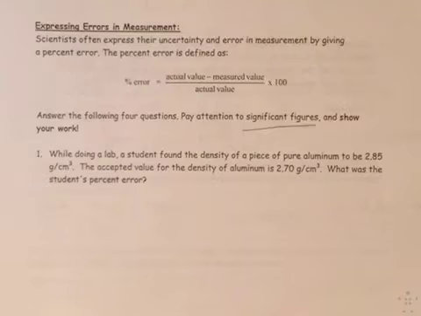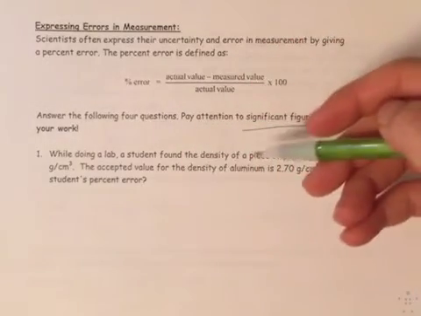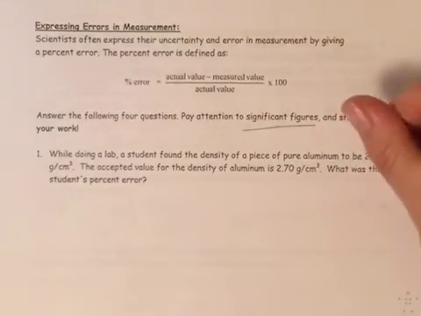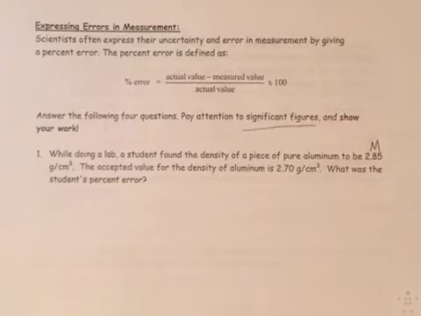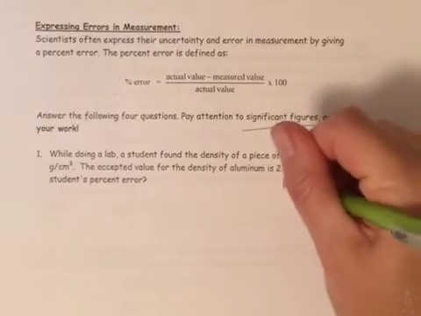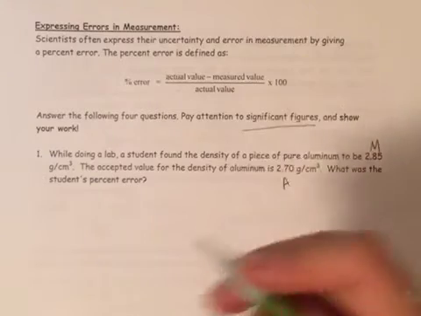So for this one, I'm going to identify my accepted and my measured, and then all I have to do is fill it in. So it says, while doing a lab, a student found the density, so that's going to be your measured, student found it, while the accepted value is here. So now all I have to do is fill it in.